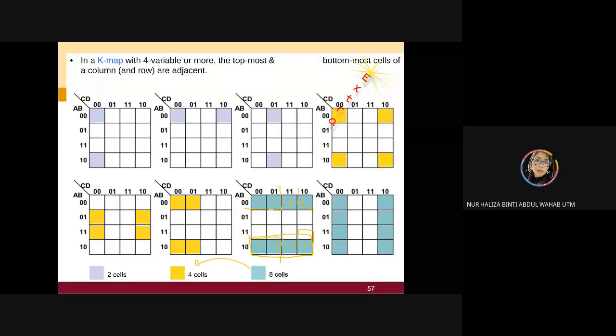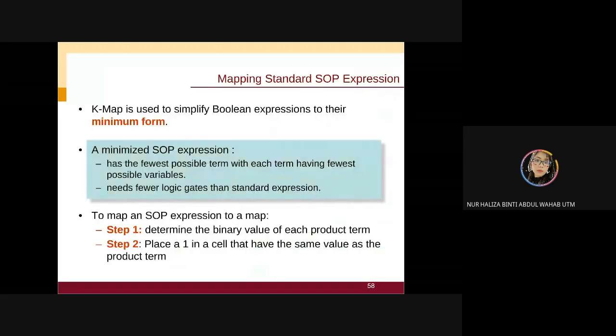You're going to be confused. Kenapa there are too many circle things? But in time, after this, you're going to know and understand it. I just give you the example first, then you can have another example later on. So now, mapping standard SOP expression. KMAP is used to simplify Boolean expression to the minimum form. That's why I mentioned you're going to get the simplified version of Boolean expression by using your KMAP.